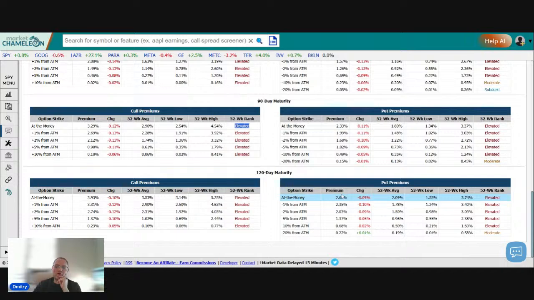But if you just wanted a quick reference to see the average, high, low, let's say we were looking at the 120-day maturity, and we wanted to see a put option that's 5% out of the money. Well, the premium is 1.37%. It was down a little bit yesterday. The 52-week average is 0.96, so we're above that. But here's the range for last year, as low as 0.55%, as high as 2.38%. So you have that quick reference in this table.